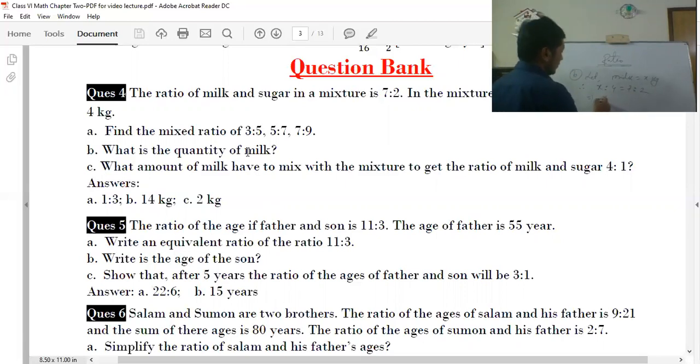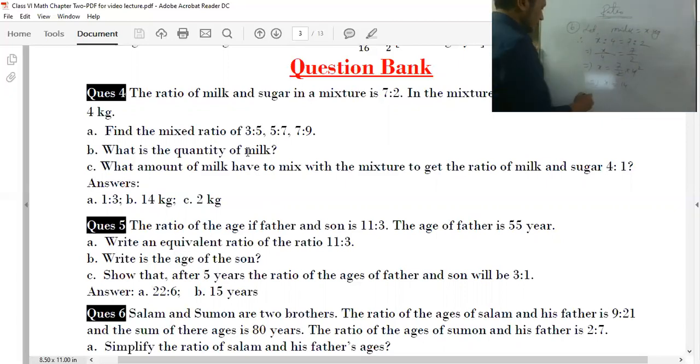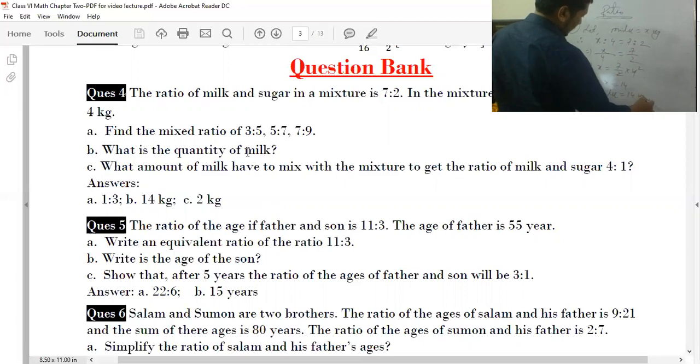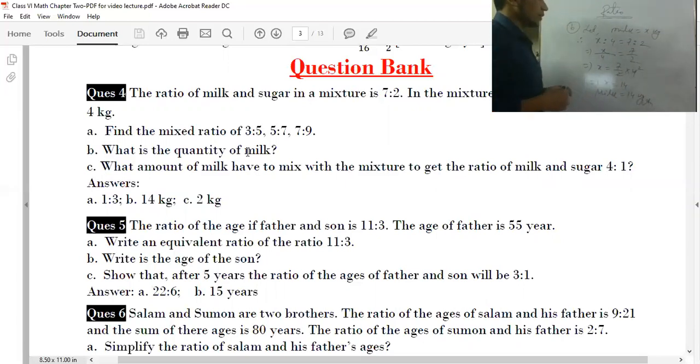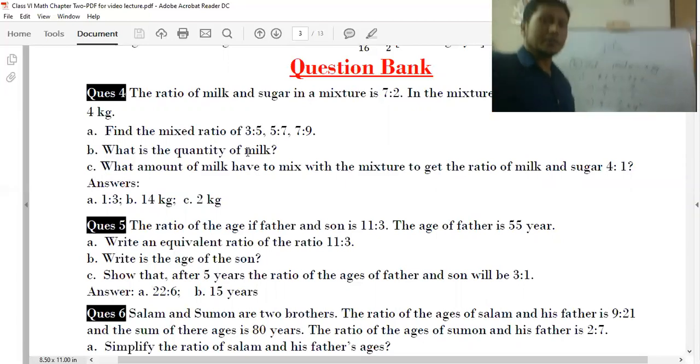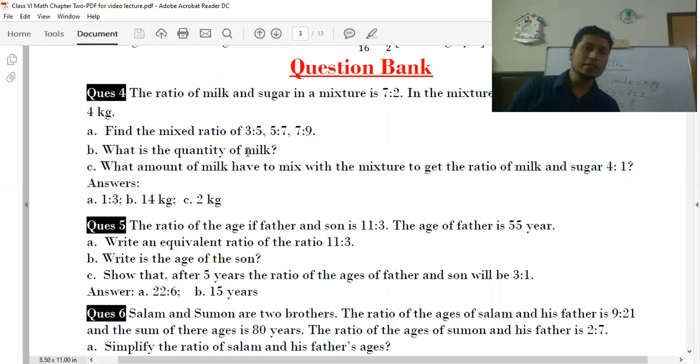From this relation, we can easily find out the value of x. So x equal to 7/2 into 4. 14, x equal 14. So the quantity of milk will be 14 kg. By this way, you can solve this method. So we have done part B.